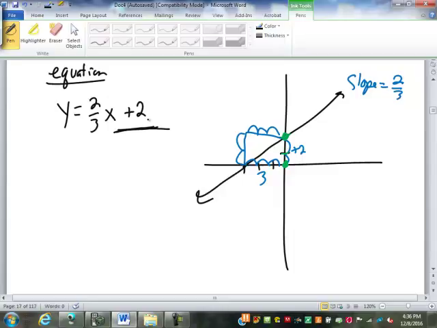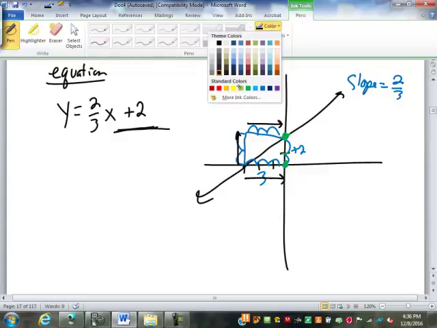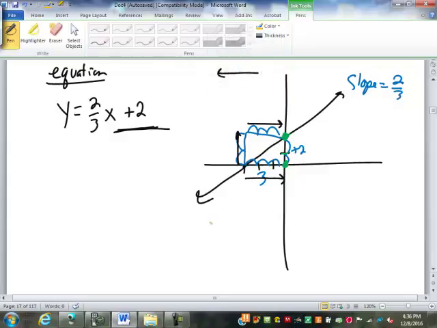Nope. The run is always positive. The run is going from left to right. Okay. Up 2 over 3. Negative would be that direction. The way you can tell is as we go from left to right, this equation goes up. So it's got to be a positive slope.